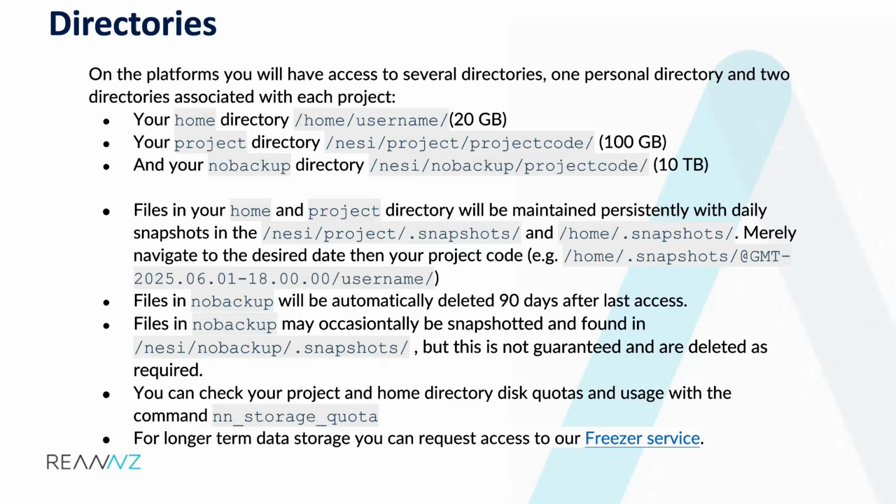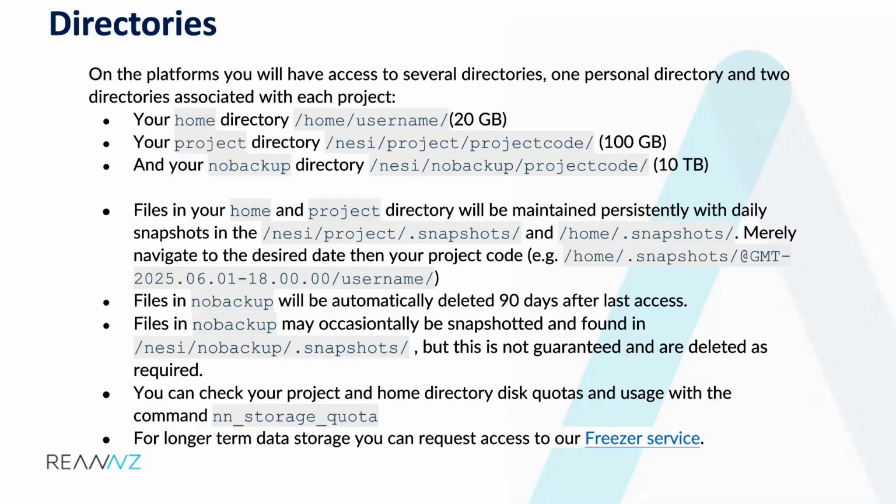Such as the third directory, which you'll have access to, which is your persistent project directory found at /nesse/project/your project code. By default, this directory has an allocation of 100 gigabytes, but again, we also increase this as necessary. The purpose of this directory is to install software, install data outputs, which you don't want to risk being deleted from no backup, but are still being used relatively actively.